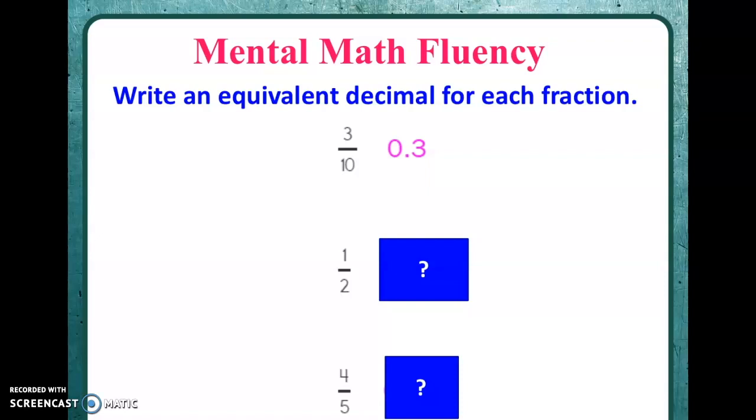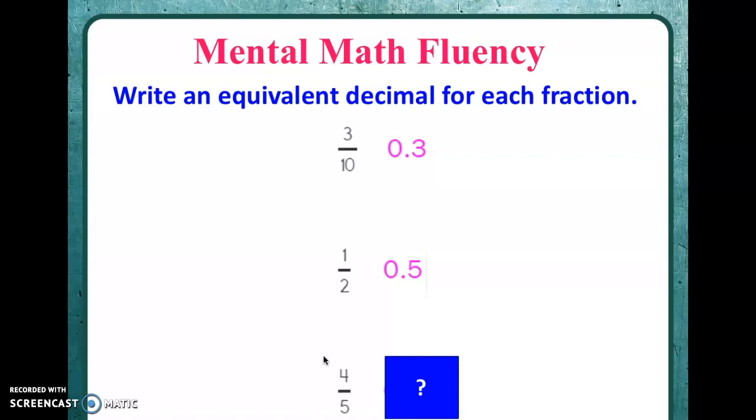Now, for 1/2, this is something that some of you might have had some trouble with. To get 1/2 to a denominator of 10 or 100, you need to multiply the top and the bottom. So if you multiply the top and the bottom by 5, you will get 5/10, which is written as 0.5.